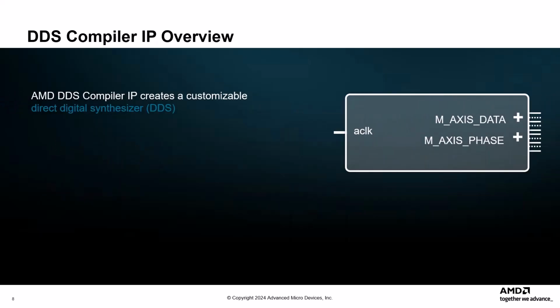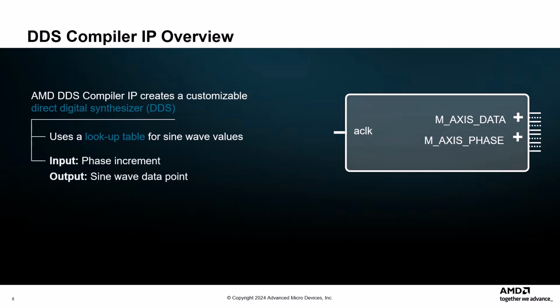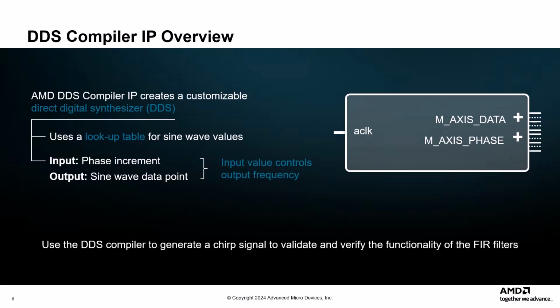The AMD DDS compiler IP creates a customizable direct digital synthesizer. A DDS uses a lookup table for sine wave values. It takes a phase increment as input and outputs the corresponding sine wave data point. This input value controls the output frequency. A smaller value translates to a slower step through the table and a lower frequency, while a higher value results in a faster step and a higher frequency. In this demo, we'll be using the DDS compiler IP to generate a chirp signal to validate and verify the functionality of the FIR filters.